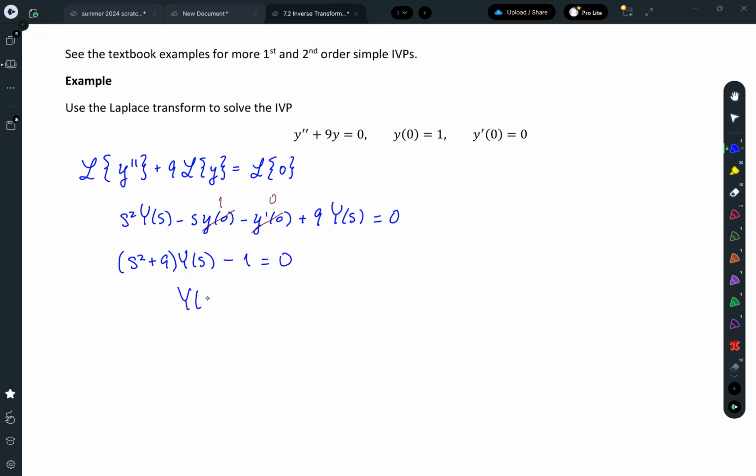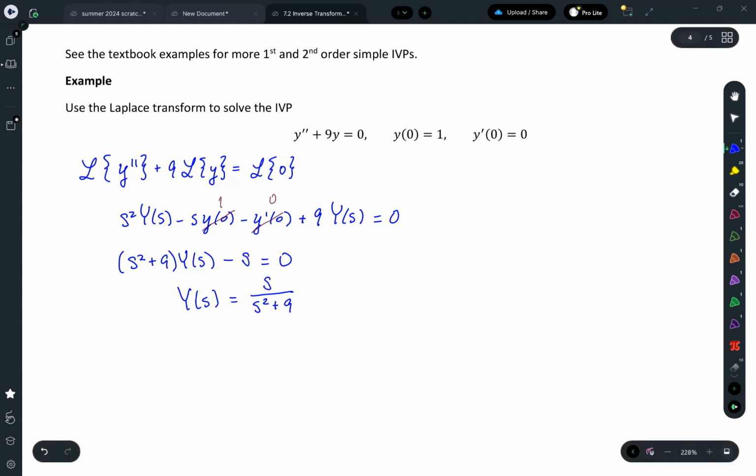Isolating big Y of s, I get Y of s is 1 over s squared plus 9. I don't have to do much of anything. Oh, you know what? I made a mistake. That minus 1 should have been minus s times 1, which is just s. So I have an s in my numerator. Okay, perfect. Now I can get my general solution.